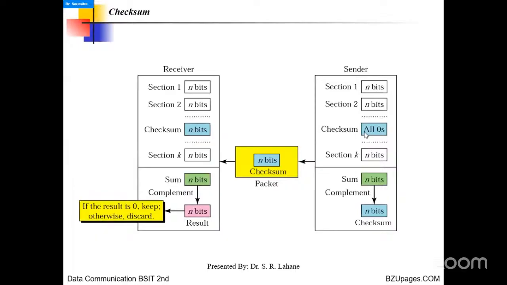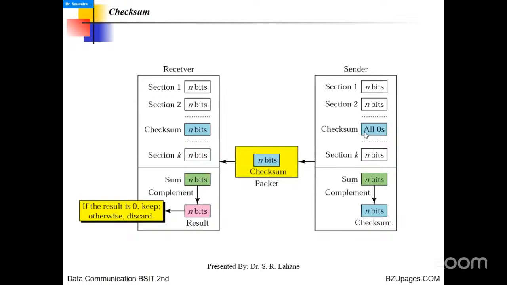The receiver receives that packet and checks the checksum using the ones complement method. If the bits are 0, then the result is okay. That means our data is not corrupted. The data bits are accepted.